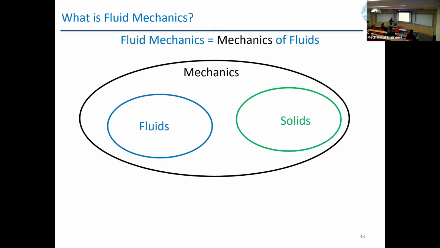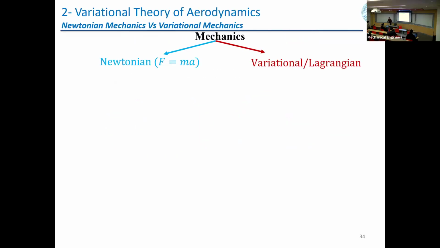To tackle this fundamental problem that remained open for so long, we had to sit back and zoom out and ask simple questions first, like what is fluid mechanics? As you all know, fluid mechanics is really just mechanics applied to fluids, right? So fluids is just a branch of mechanics, similar to solids. Mechanics is the mother branch. This is what I'm trying to say. And this mother branch can be done in one of two ways. There is the Newtonian way, which is force equals mass times acceleration, and there is the variational or Lagrangian way.